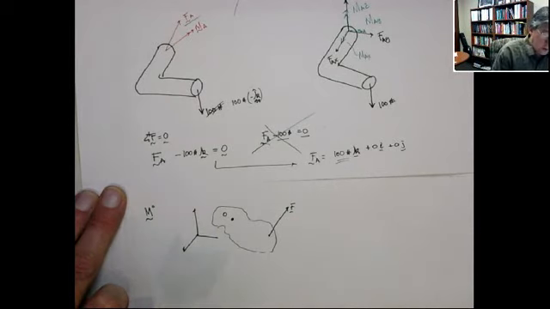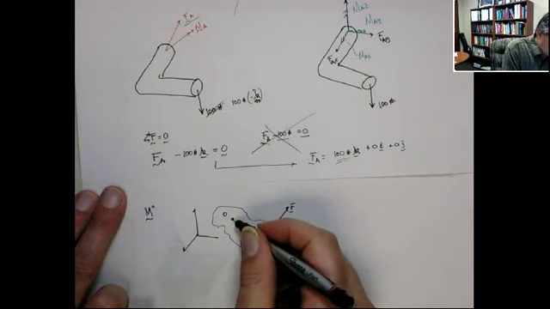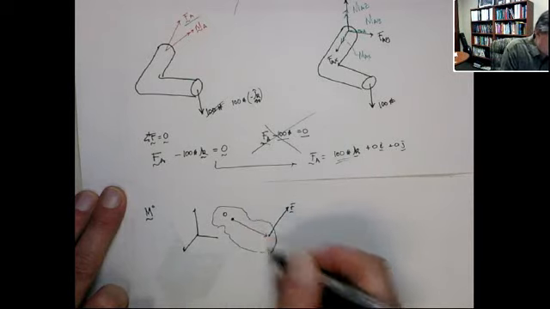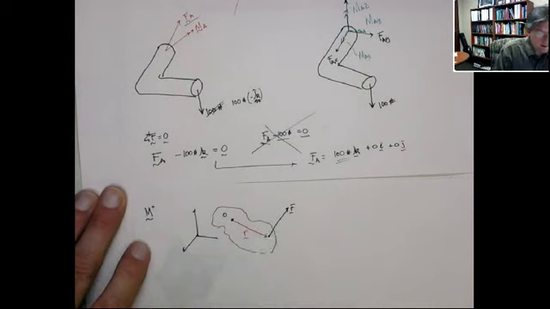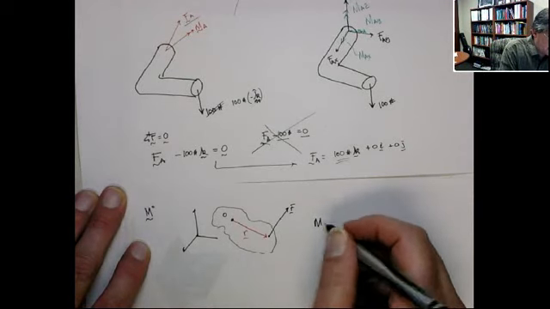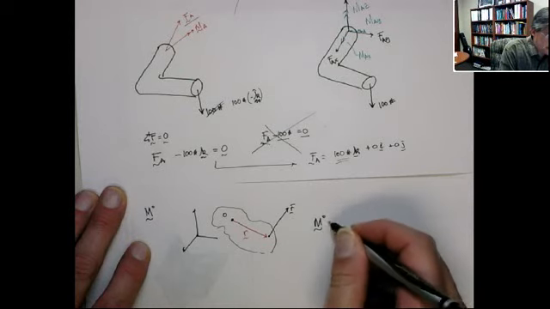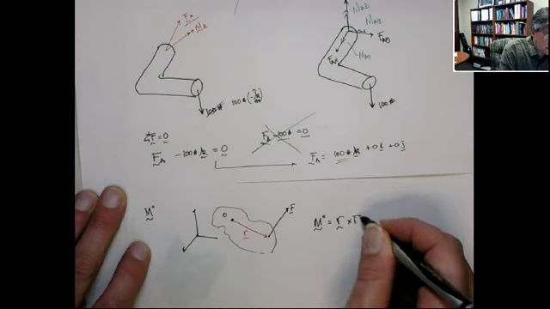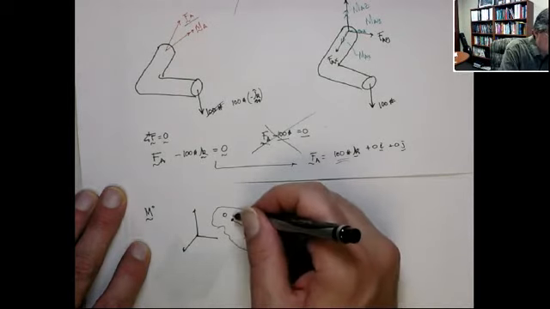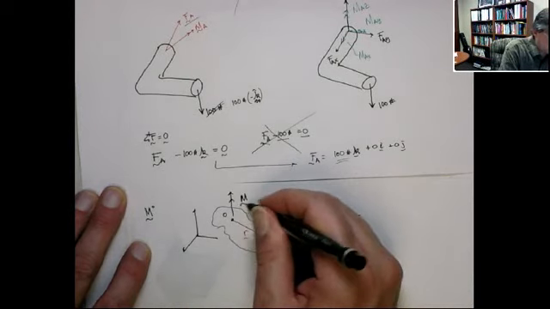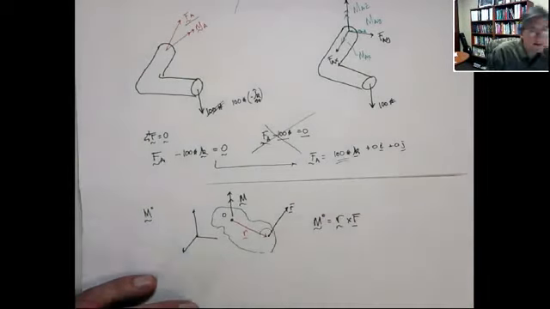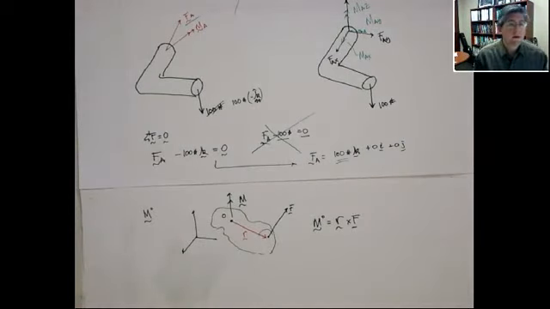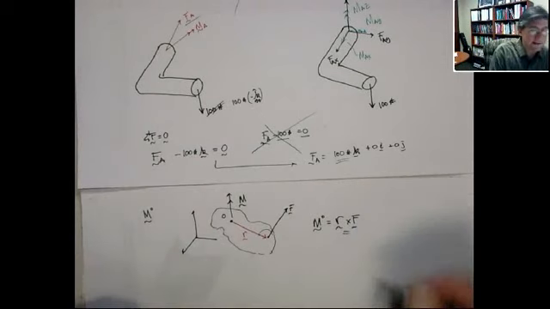Now, we draw a vector from point O to the point where the force is applied. This is what we call R. That's R from O to the point of application. You can't go the other way, it has to go from O to the point of application. Now, the moment of F about point O is equal to R cross F. This does not need to be a right angle. This could be any angle. It doesn't have to be a right angle.